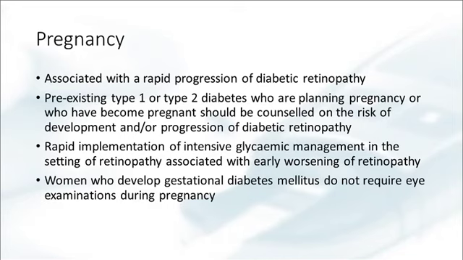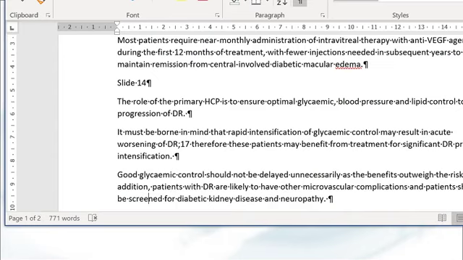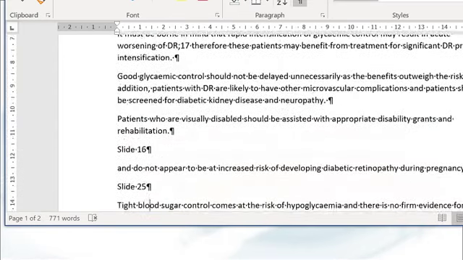Women who develop gestational diabetes do not require eye examinations during their pregnancy, and this is because they are unlikely to suffer from diabetic retinopathy during their pregnancy as well.